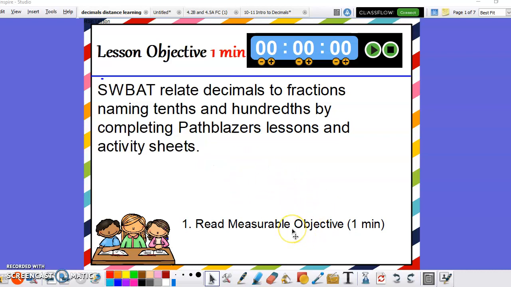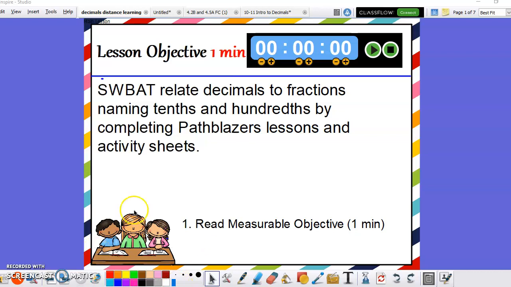Good afternoon. Today is April 20th, 2020, and today our lesson is we will be able to relate decimals to fractions, naming tenths and hundredths by completing past places lessons and activity sheets. So this is nothing new.